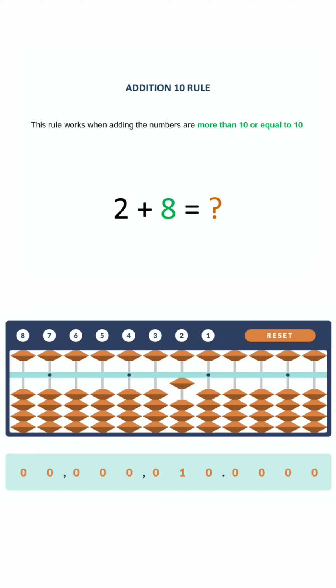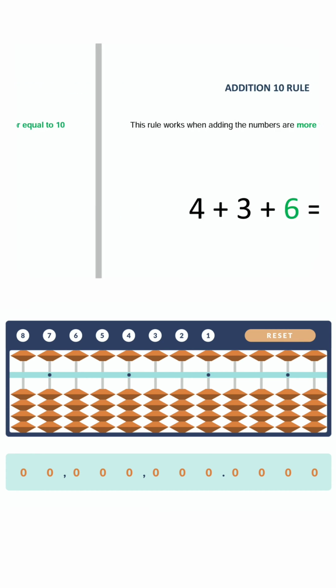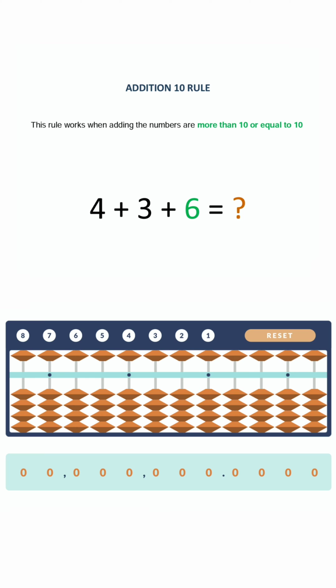So as I'm going to reset my abacus and move on to the next problem, the 10 rule can then be applied to more numbers as well, so long as they only need the 10. So in this instance, we have 4 plus 3 plus 6. I'm going to add the 4 first. Now I'm going to add the 3. In this case, 4 plus 3 does not equal 10, so I don't need to use the 10 rule this time. Because I know it equals 7, I'm going to show a 7 on the abacus.